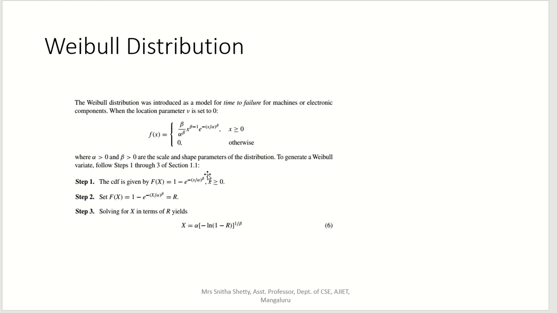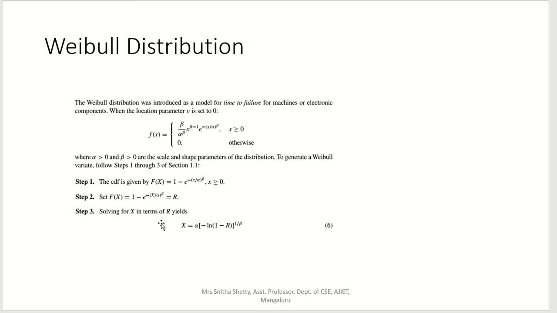Next, step 2: we need to assign f of x equal to r. When you assign f of x equal to r, you will get 1 minus e to the power minus (x by alpha) to the power beta equal to r. Now directly you can compute this to get the formula for x. When you compute this, you will get x is equal to alpha times (minus ln(1 minus r)) to the power 1 by beta.